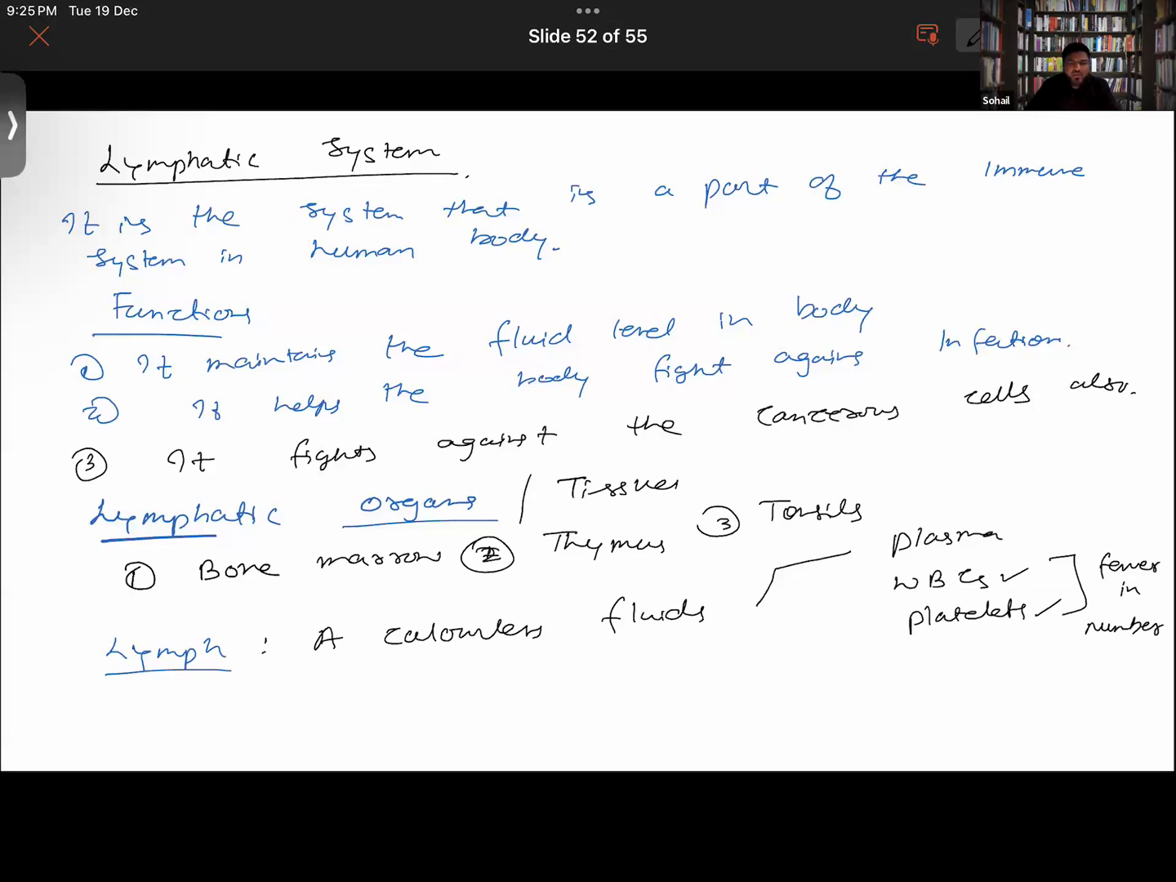So right now we are talking about the lymphatic system that was left to be discussed in the class. Yes, sir. The lymphatic system is also part of the immune system. It maintains the fluid level in the body, and it helps in fighting off foreign invasions, basically the pathogens. And it is made up of lymph. Lymph is basically a colorless fluid that consists of plasma, and a smaller amount of white blood cells and platelets also.